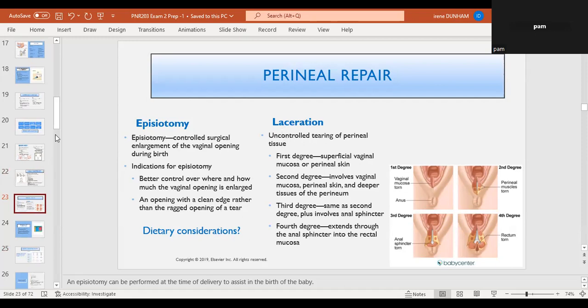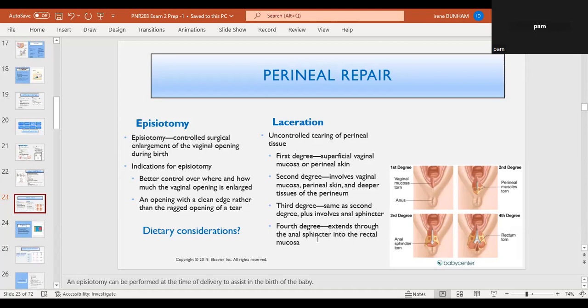So we have different degrees of this type: first degree, second degree, third degree, and fourth degree. Okay, now what do you think of a fourth degree, where the laceration extends through the anal sphincter into the rectal mucosa? Well, that hurts. Ouch. So what do you think would be a dietary consideration? Well, you want to make sure she gets plenty of fiber and, of course, increased fluids.